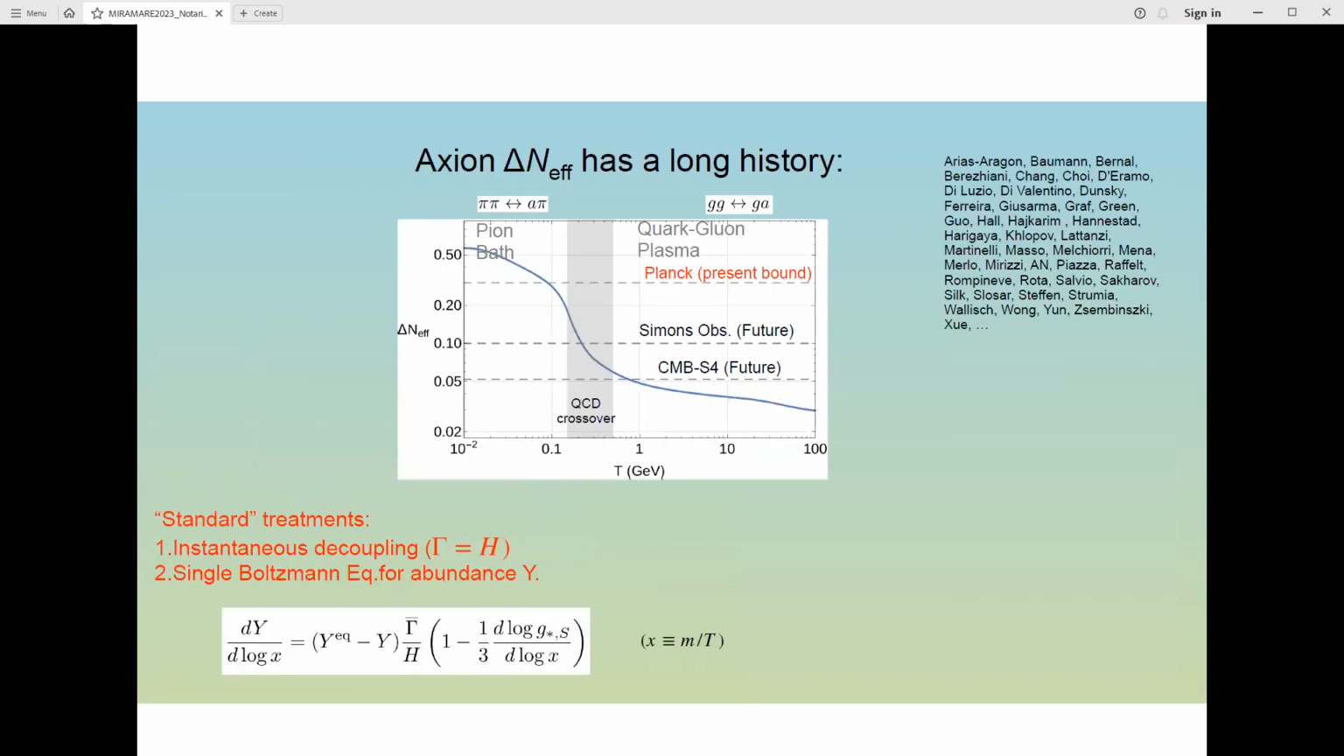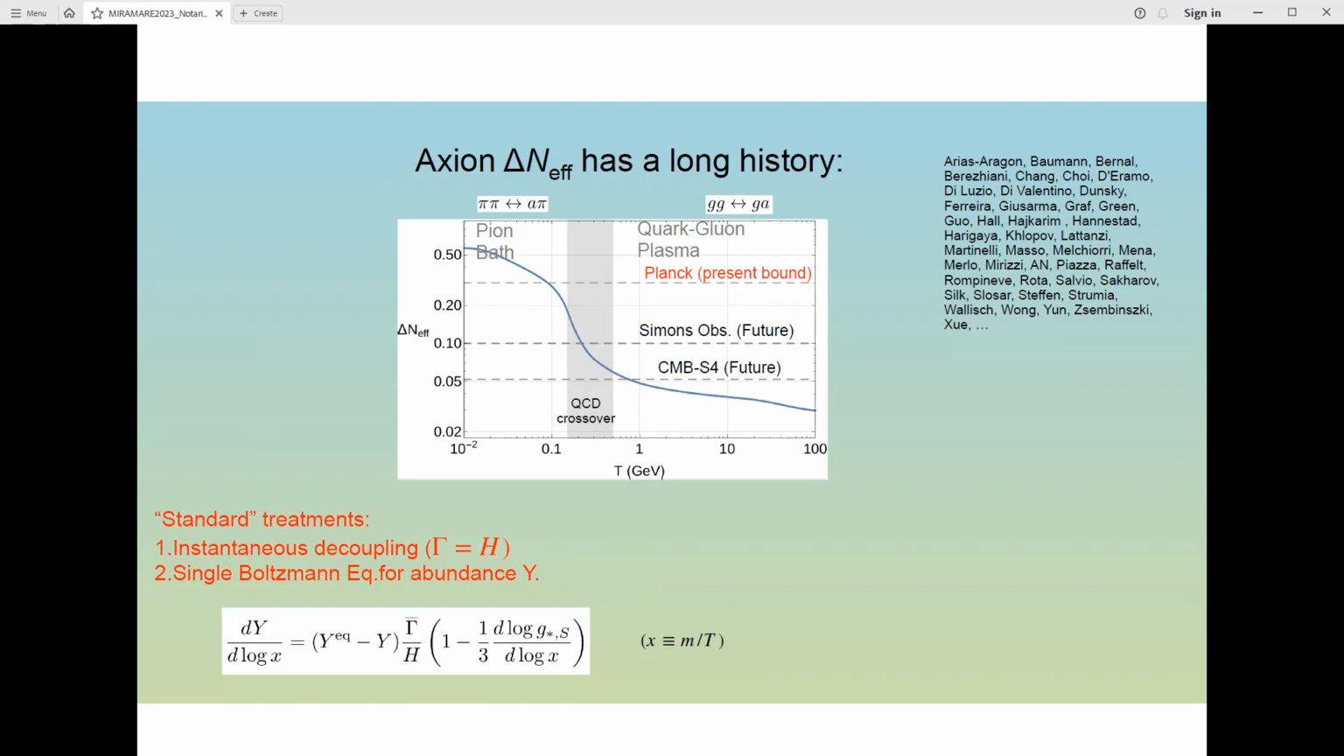All right. So this calculation is, as I said, not new. It has a long history, and there are several treatments. Essentially, what we want to know is the abundance, right? So we want to know the thermalization rate. The most naive treatment is the instantaneous decoupling. If you know the rate, just equate it to H, and that gives you immediately the abundance. The next level approximation is to write the Boltzmann equation. And the typical approximation is to write one single Boltzmann equation for the total abundance.